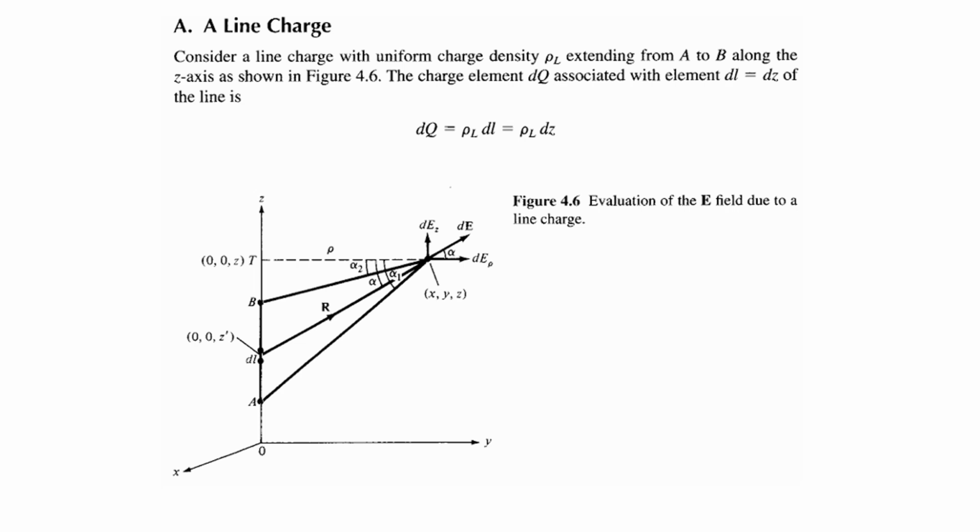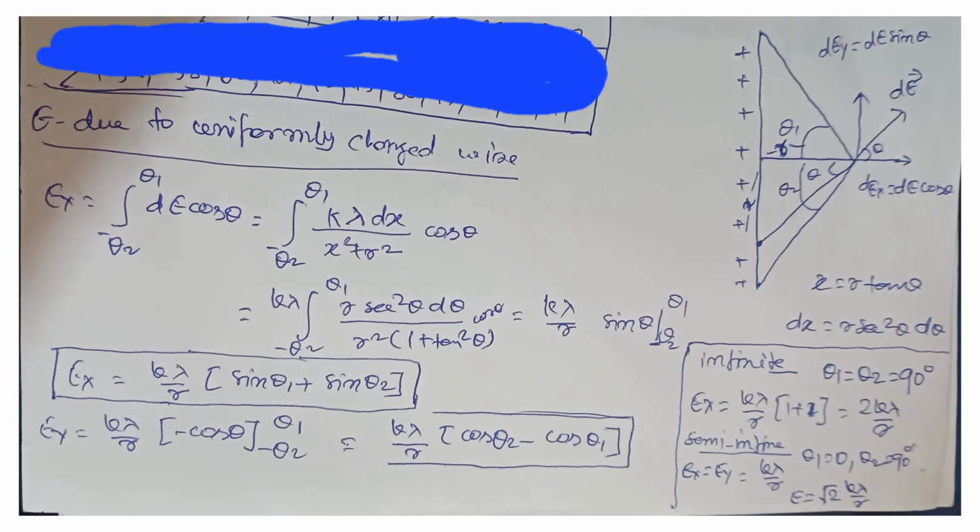So how can you find r? This r will be this one square plus this rho square. If you measure this way, you can find the dE due to this small element dq. Then if you integrate over this length, you will get the final electric field intensity due to length L. This is exactly the way to calculate the electric field intensity. Okay, so this is your theta 2 and this is theta 1.